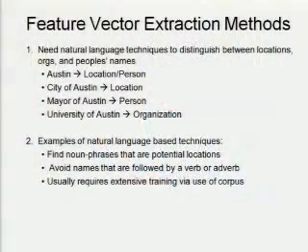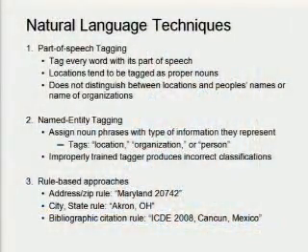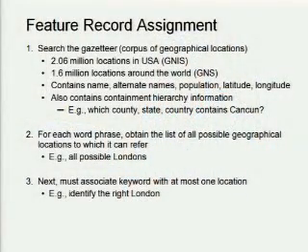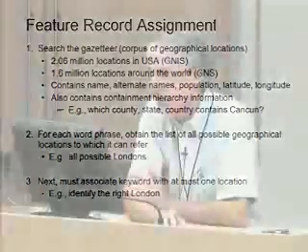Feature vector extraction methods. We said before, is Austin a location or a person? They have these problems here. We try to use natural language-based techniques, so we want to find noun phrases or potential locations. For example, we avoid names that are followed by a verb or an adverb, so it's sort of a rule-based thing. Of course, none of this is perfect. We use a corpus as well: part of speech tagging, named entity tagging, as well as rule-based approaches. And then there is the feature record assignment, where we actually interpret things.